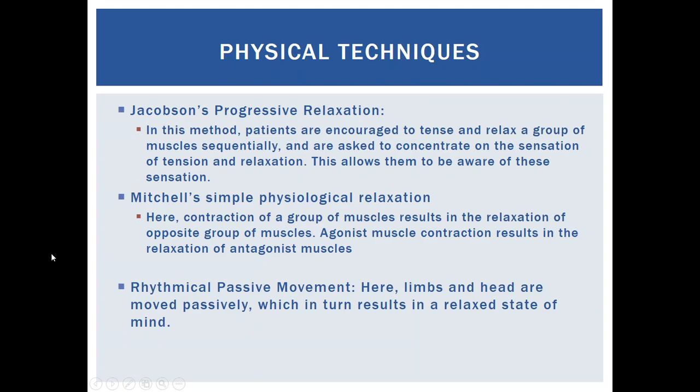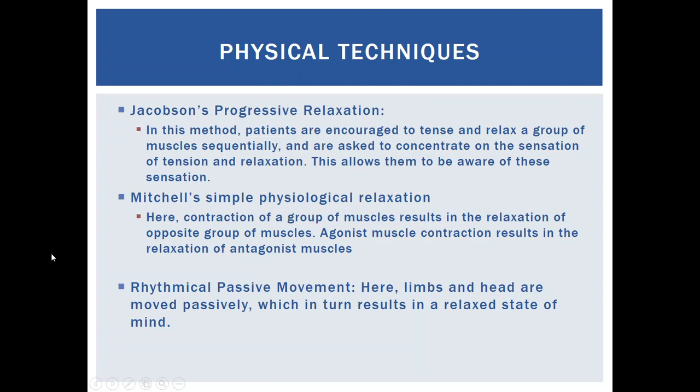Then you have the Mitchell's simple physiological relaxation, where contraction of a group of muscles results in relaxation of the opposite group of muscles. So this works very well with agonist and antagonist muscles. So if the agonist muscle contracts, then the antagonist muscle relaxes. So identifying which muscle is tense, you can stimulate the opposite muscle either through massage or electrical stimulation and relax this muscle.